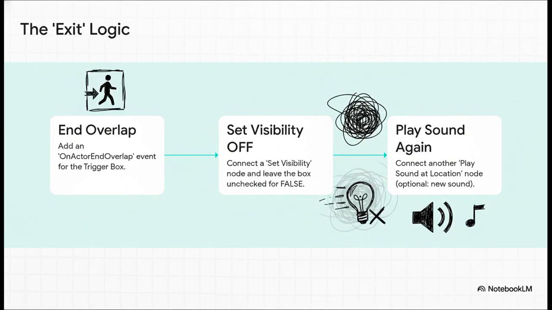But what happens when the player leaves? We need to clean up after ourselves, right? So we'll add an On-Actor End Overlap event for that same trigger box. This time, we'll connect it to another Set Visibility node, but we'll leave the little box unchecked for False. This turns the light off. You could even play a different sound here, maybe a little power down noise.